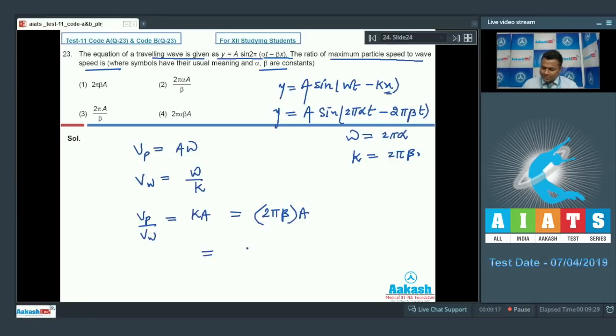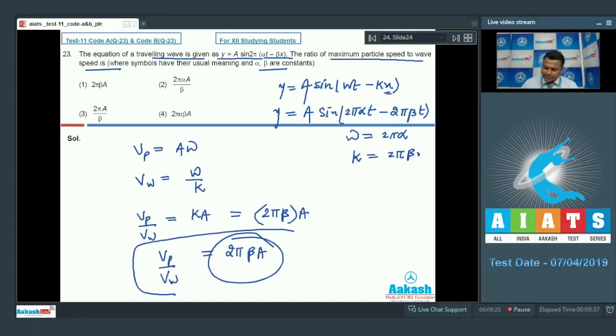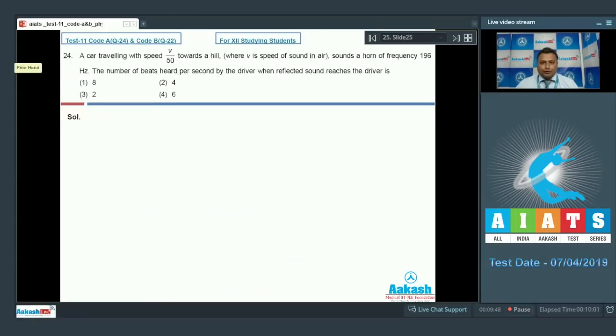So therefore the ratio is 2 pi beta into A, Vp upon V omega. So therefore we can say that option number 1 is absolutely correct. Now move on to the next, that is 24 number. Now this is question number 24 everyone.